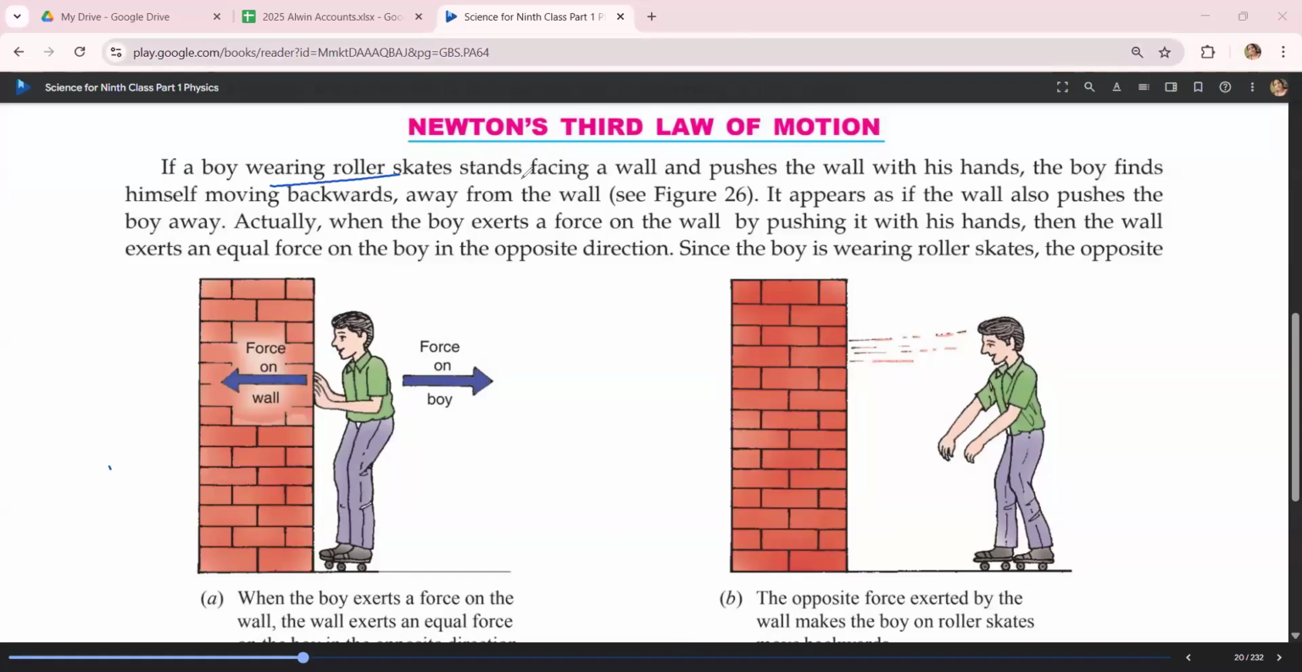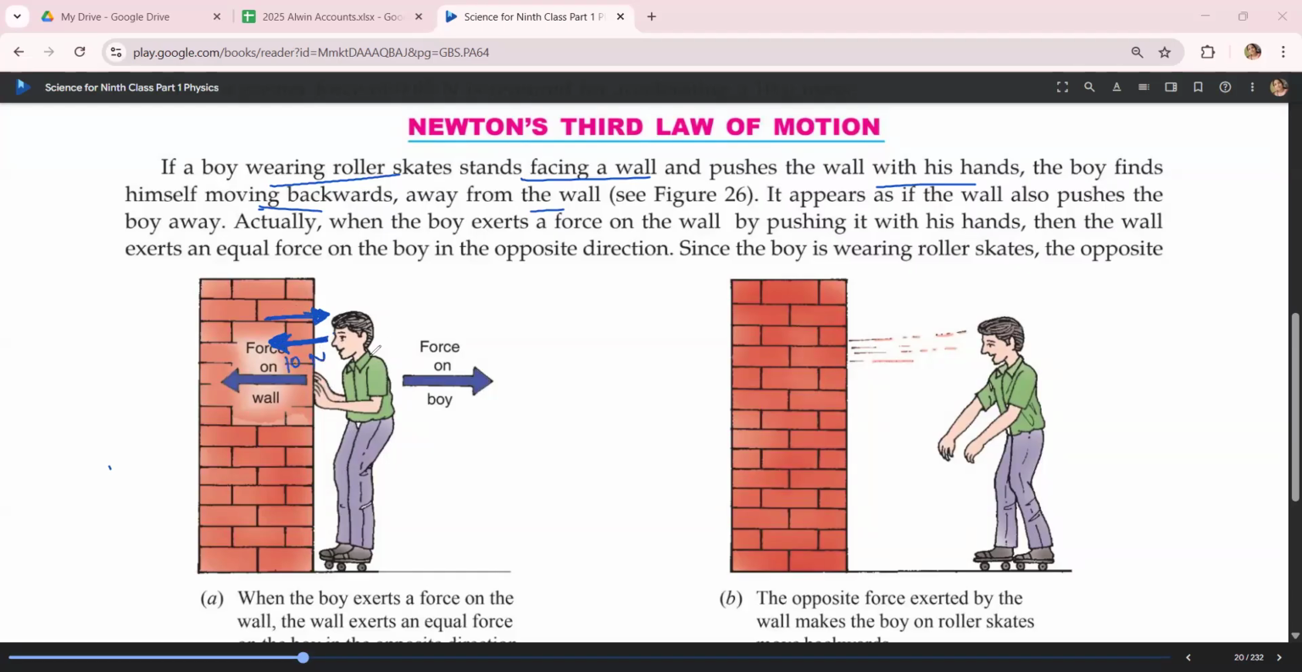So, if a boy wearing roller skates stands facing a wall and pushes the wall with his hands, the boy finds himself moving backwards away from the wall. What is happening here? When the boy, we have already discussed this example once, when the boy is pushing the wall away from it, actually the wall is pushing the boy backwards. So this is the action which is done by the boy, and this is the reaction coming from the wall side. So after every action that you give, there is equal but opposite reaction.